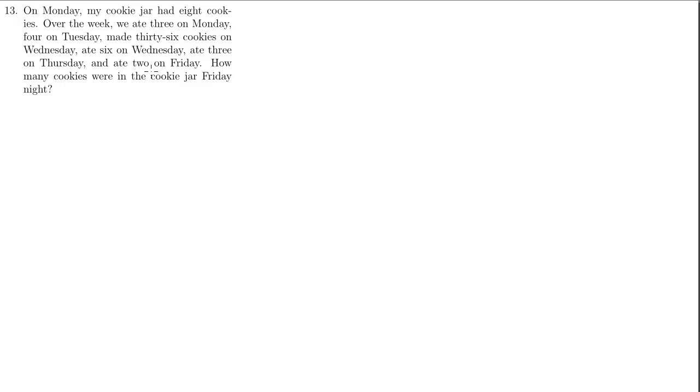On Monday, my cookie jar had 8 cookies. Over the next week, we ate 3 on Monday, 4 on Tuesday, made 36 cookies on Wednesday, ate 6 on Wednesday, ate 3 on Thursday, and ate 2 on Friday. How many cookies, pardon me, were in the cookie jar on Friday night?